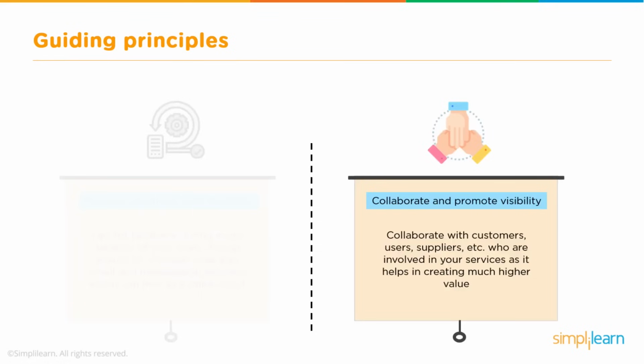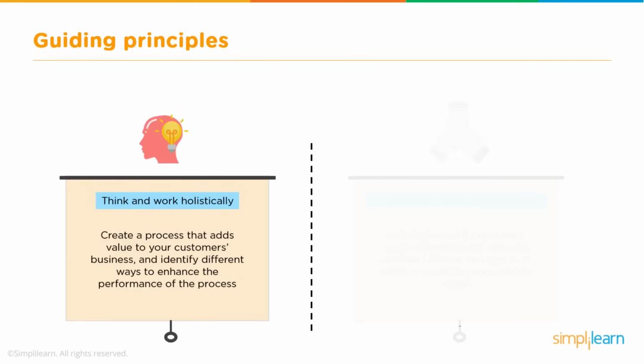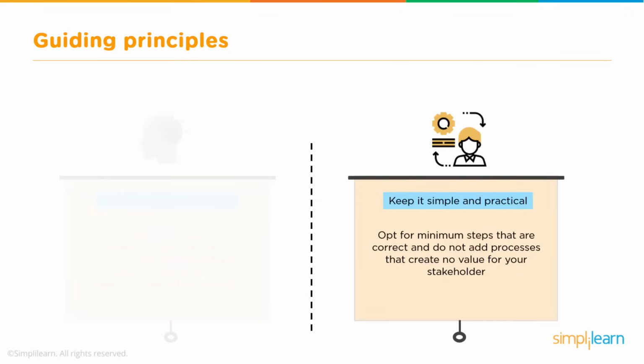Collaborate and promote visibility. It is very essential to collaborate with customers, users, suppliers, and all the stakeholders who are involved in services and service actions, as it helps in creating much better value. Think and work holistically. This creates a process that adds value to the customers or consumers and business, and always helps in identification of different ways to enhance the performance of the processes, because this provides the end-to-end view of a service.